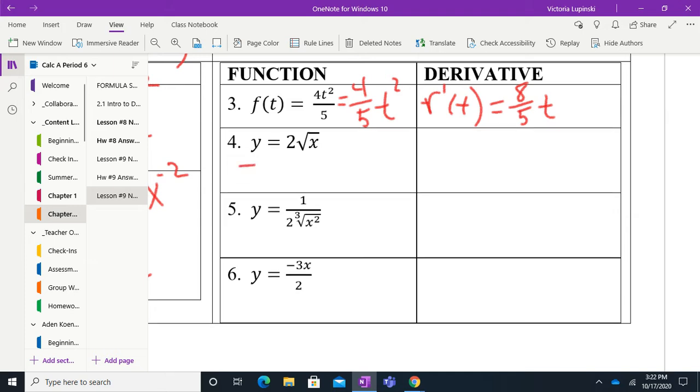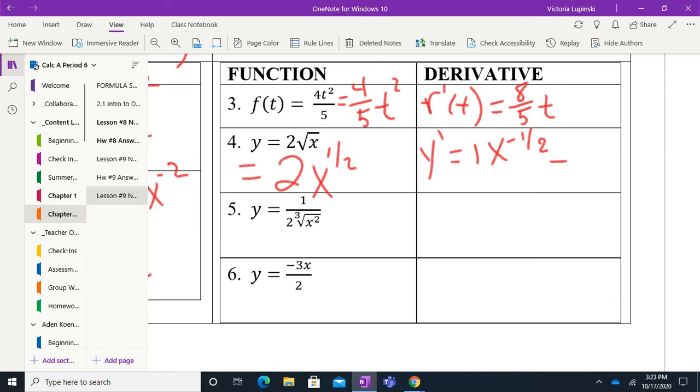For number 4, again, there's a rewrite step. Instead of the square root of x, we will write that as the equivalent 1/2 power. We'll call this derivative y prime. So you're going to go ahead and bring down the 1/2. 1/2 times 2 is 1. You're then going to go x to the 1/2 to the 1 less power. 1 less than 1/2 is 1/2 minus 2/2, which would be negative 1/2.